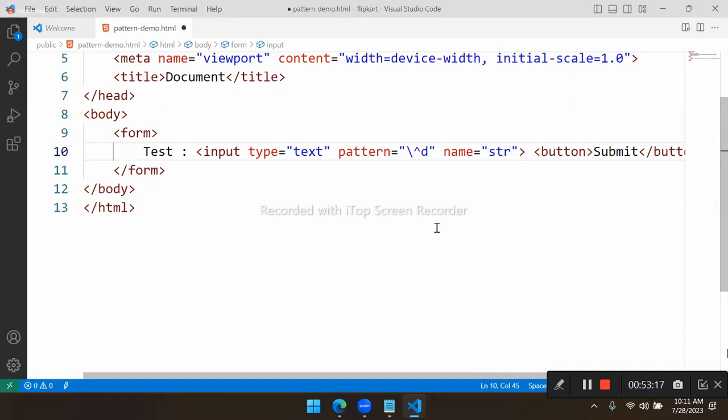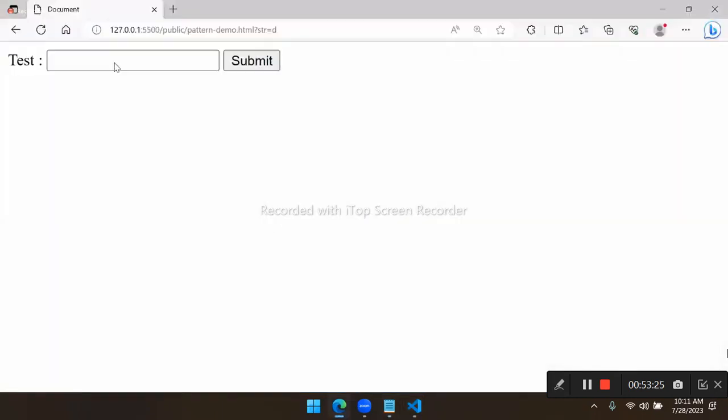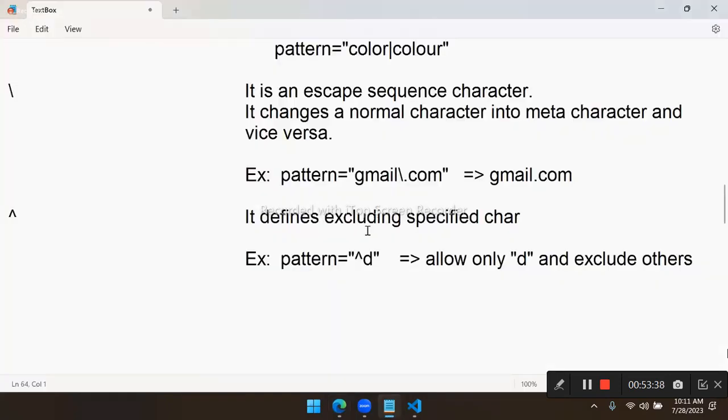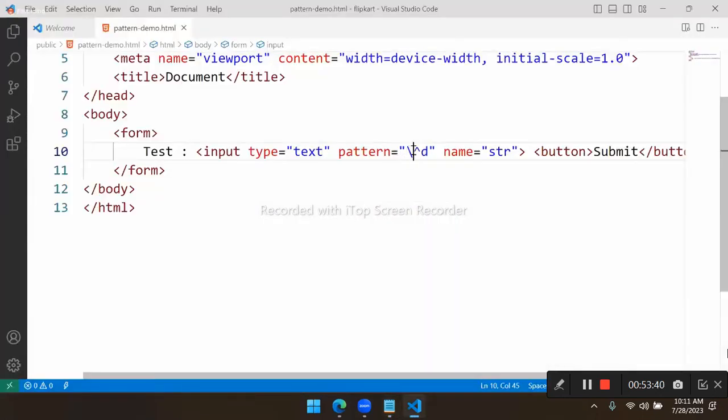That means this is changing the meta character into a normal character. So here, when I use the exponent, I am typing some S and submit. It is not allowing. I am entering D. It is also not allowing. It is not allowing because this ^ is not for the purpose of excluding here.